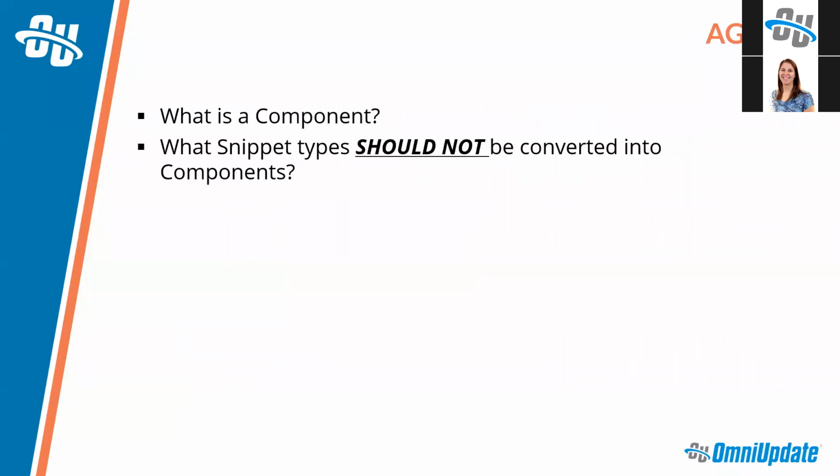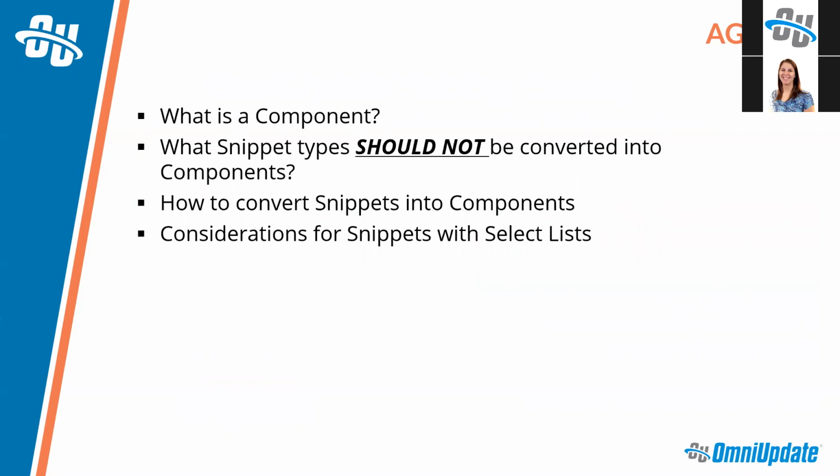We'll discuss which snippets should not be converted into components. So there's certain considerations you need to make when looking at snippets that are already a part of your implementation. We'll take the ones that can be converted or should work appropriately, and then we'll talk about the actual process of converting your snippet into a component. And then we're going to talk about considerations for snippets that have select lists. So that is an extra little piece that you just want to keep an eye on.